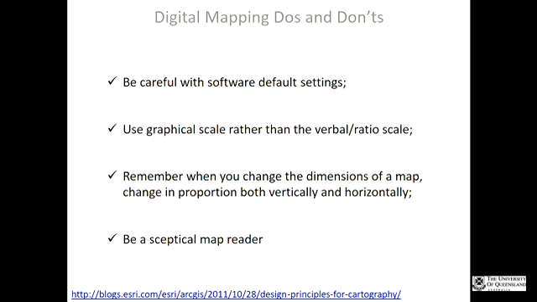And then the last thing is, when you convert it to an image, so what you'll do is create the maps in the GIS, and then you'll save it as a JPEG or something. Then it's possible to change one scale rather than the other. So you might import it into a document, and then you can exaggerate the vertical scale and not the horizontal scale. So although it's hard to do in a GIS, once you convert it to an image, it is possible to do. So avoid doing that. And then the last thing is be a skeptical map reader. So don't believe maps. I know everyone does, but don't believe them. Okay.